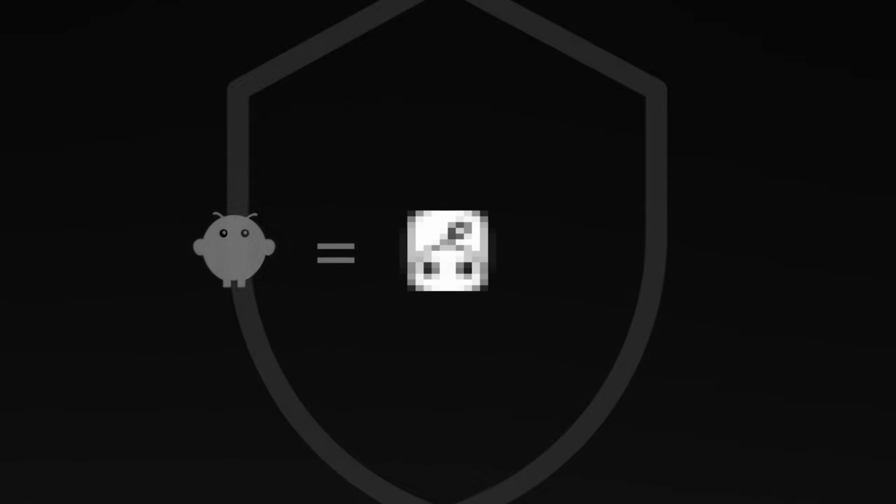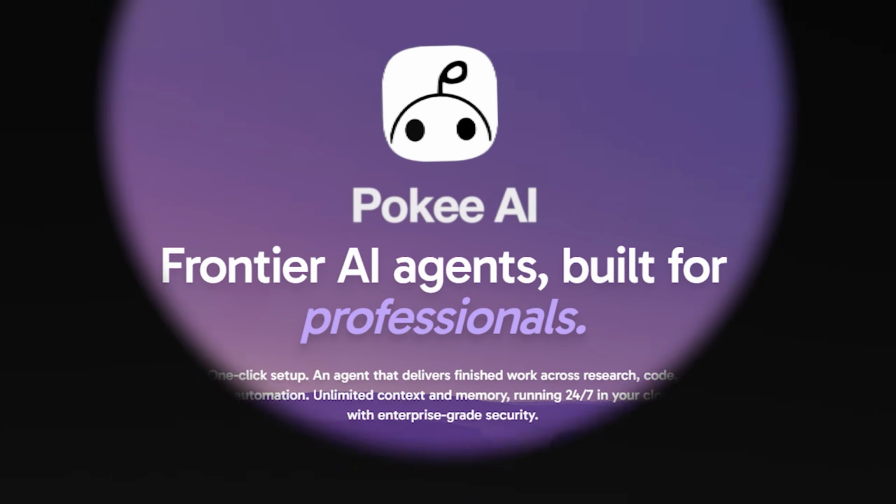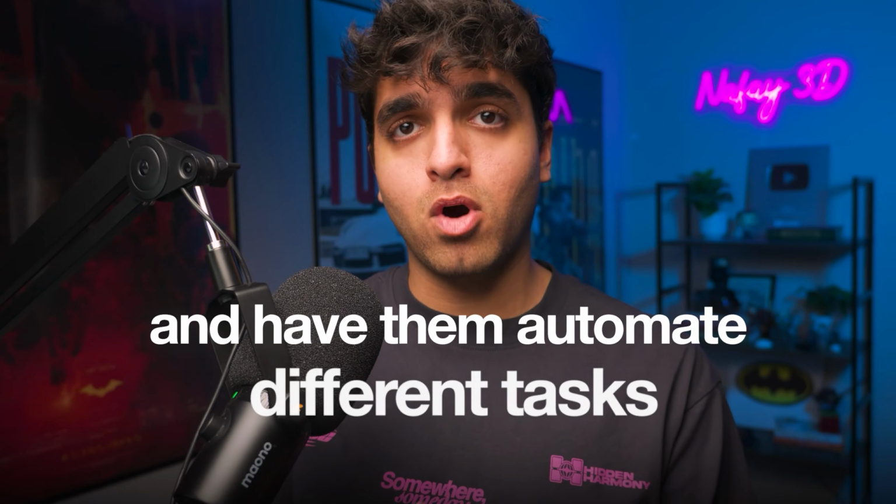So that leads us to this question: what if you could run the same type of agent, but inside a secure environment where every action is isolated and logged? And that is where PokeeClaw comes in. So PokeeClaw is pretty similar to OpenClaw. You can build your own agents and have them automate different tasks.